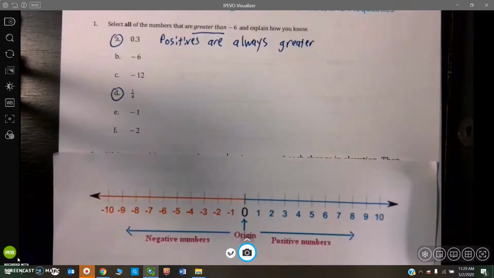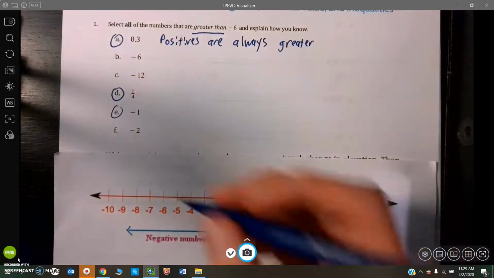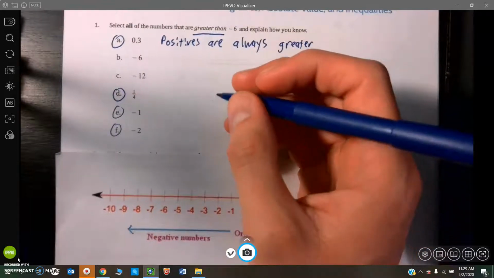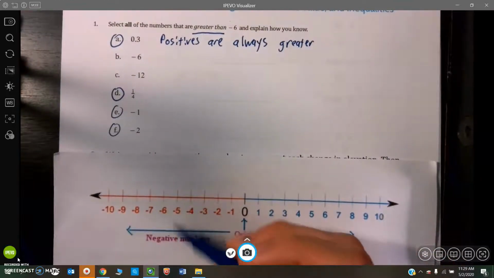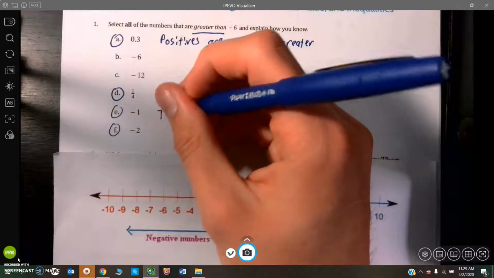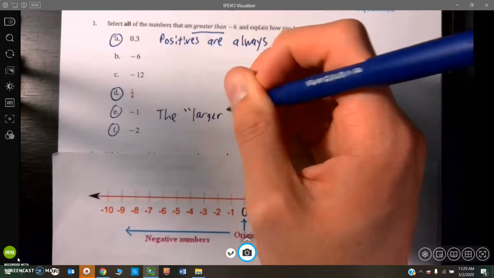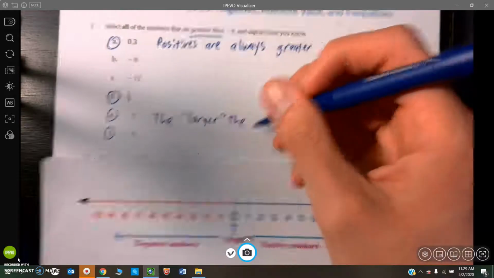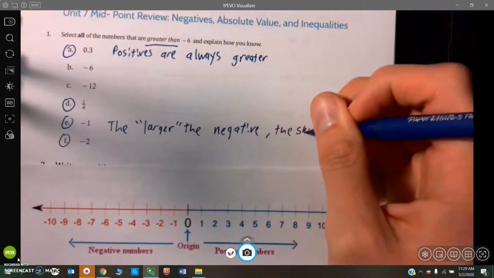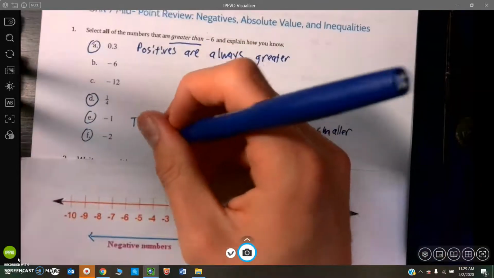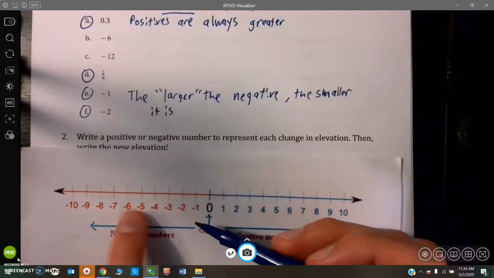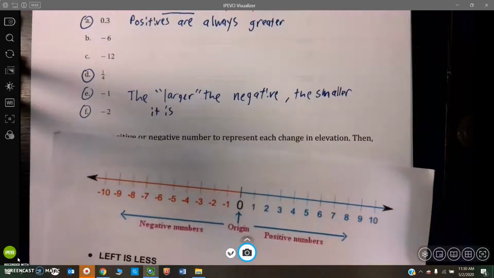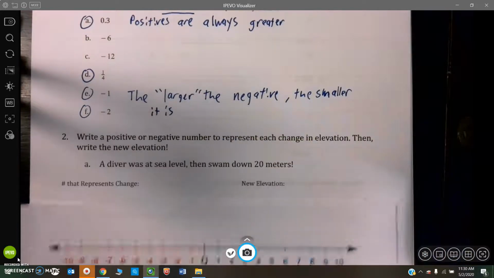Now the next two, -1 and -2. -1 and -2 are both greater. And both for the same reason, we could say they are to the right of -6 on the number line, or we could also say the larger the negative, the smaller it is. So once again, because these are over here, -6 is over here, -6 is less than them. So these ones would both be larger.